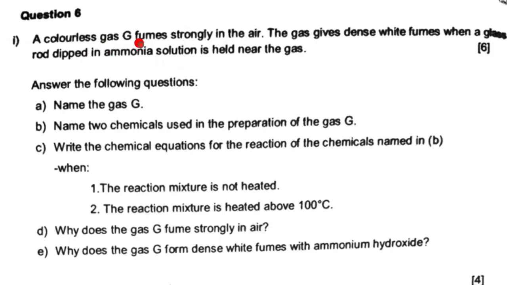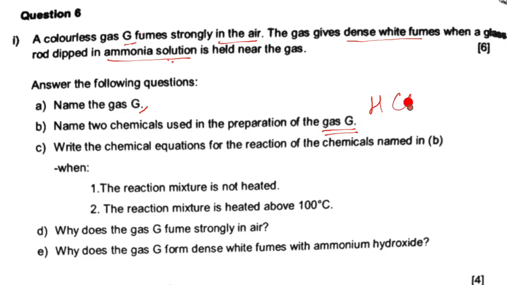First part, the colorless gas G fumes strongly in the air. The gas gives dense white fumes when a glass rod dipped in ammonia solution is brought near, which means this must be hydrogen chloride to give dense white fumes of NH4Cl. Write the answers. A, name the gas G, it will be hydrogen chloride gas as I told you here. B, name 2 chemicals used in the preparation of hydrogen chloride.